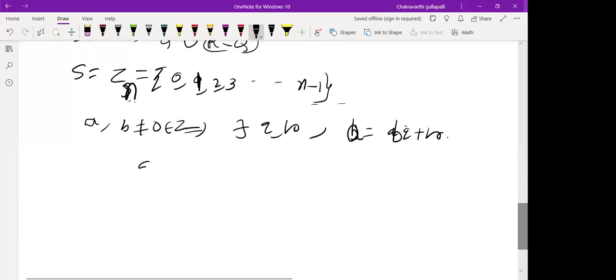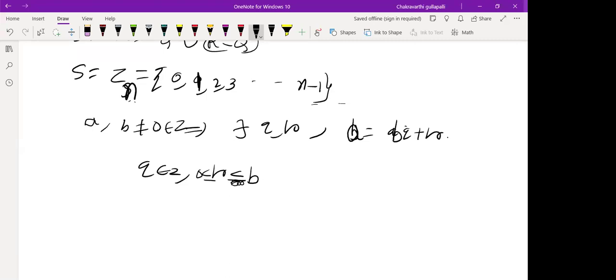q can be negative, q is any integer, but r must be a non-negative integer. It should be less than the divisor. b is the divisor, a is the dividend. Dividend is equal to divisor into quotient plus the remainder. The remainder must satisfy the condition r greater than or equal to 0 and less than the divisor. So r can be 0 or positive and strictly less than the divisor. These are the two requirements.